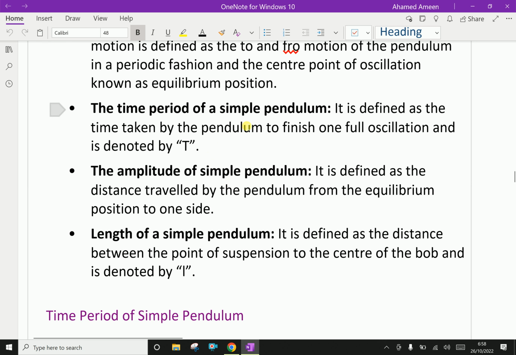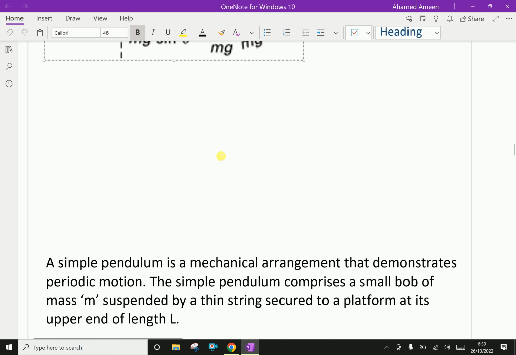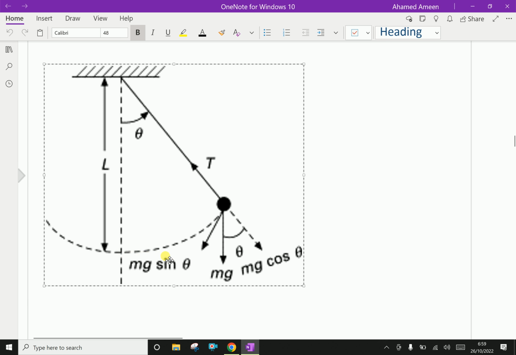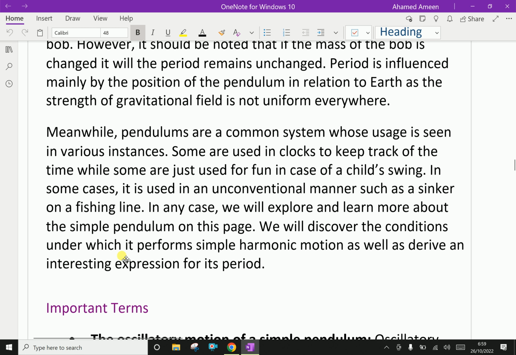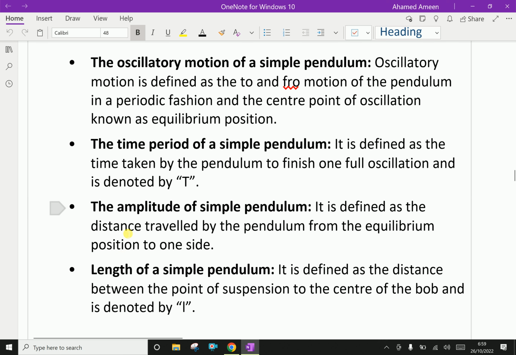The time period of a simple pendulum is defined as the time taken by the pendulum to finish one full oscillation, and is denoted by T. Look at this figure. Suppose the pendulum starts from here, goes to one end, comes to the center point, goes to the other end and comes to the center point. It's called one oscillation. That means to and fro motion. From the center point to one extreme and back to the center point, then to the second extreme and back to the original position. It's called one oscillation. The time taken for one oscillation is called the time period T.